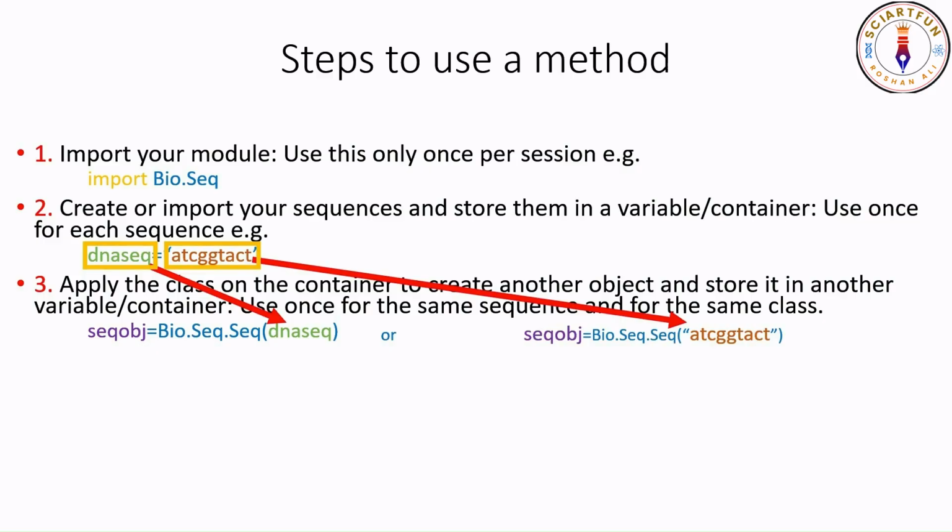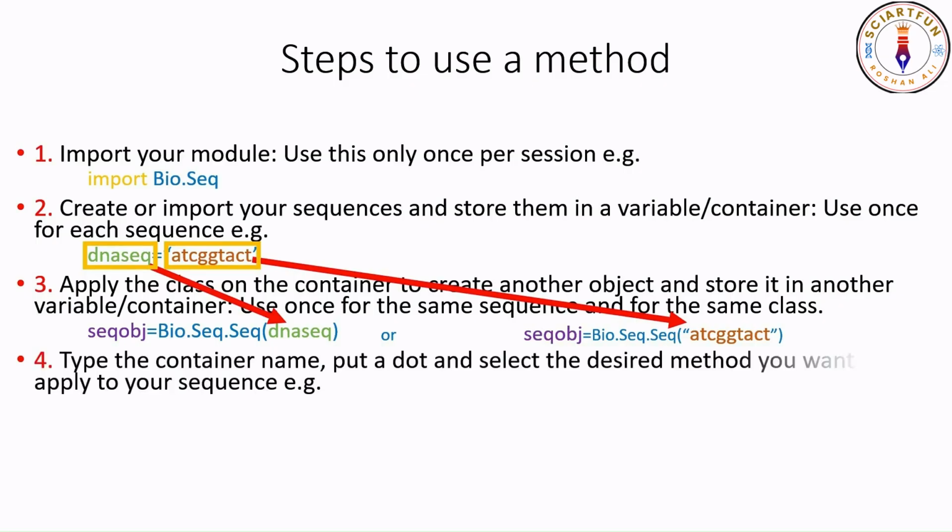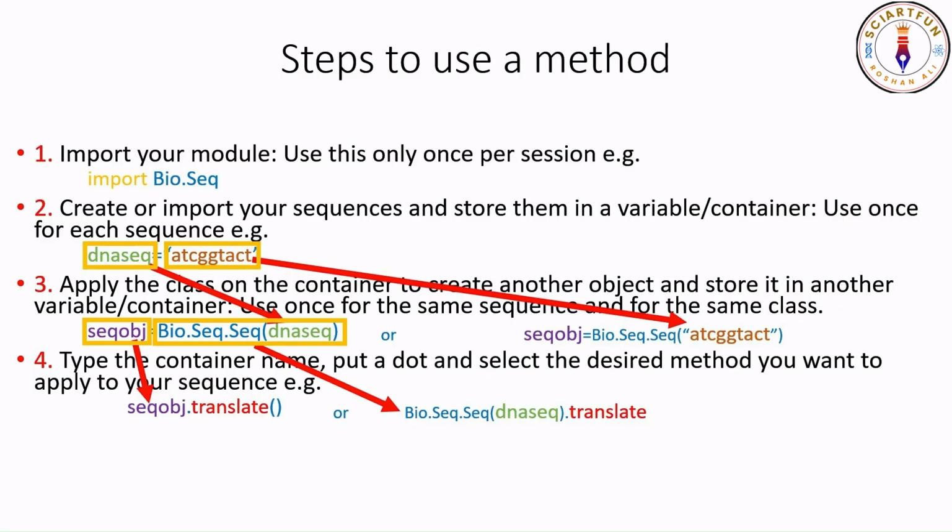The last step is to apply a method to this object. For example, you want to translate the sequence. Then just type the object name, put a dot, and type the translate method. Or, you can also take this whole thing and apply the method. You can also use the method directly on this thing.